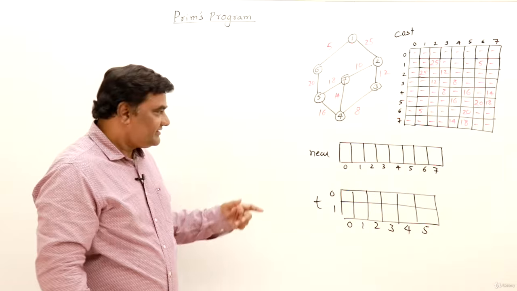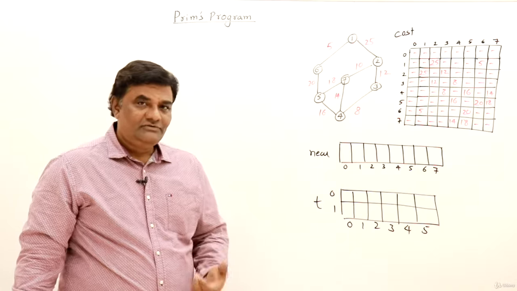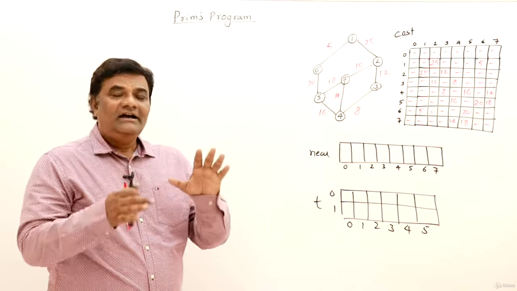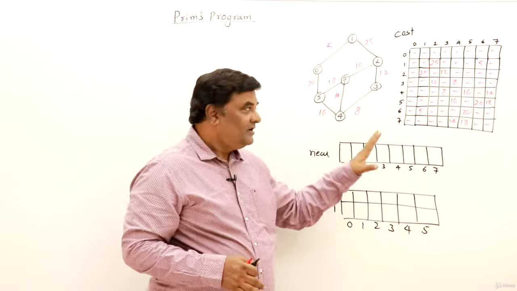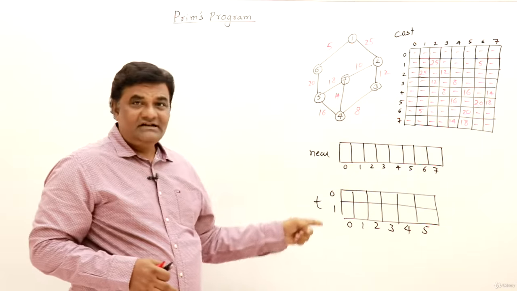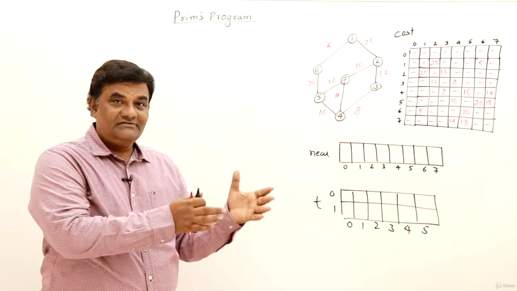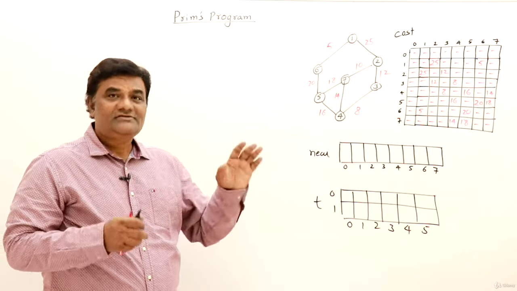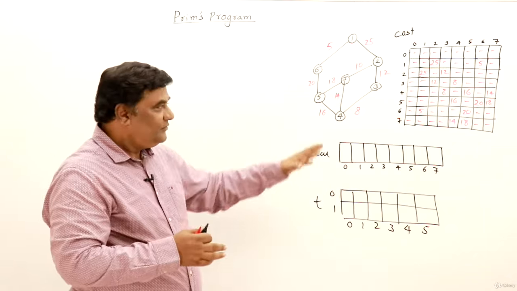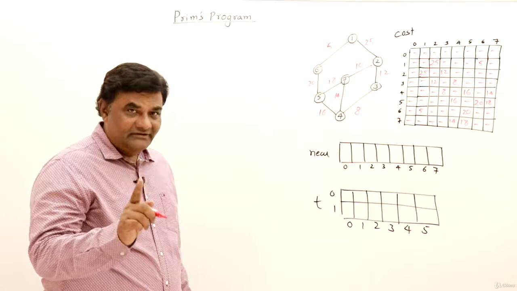Next, we have one more data structure, an array called near. What is the use? I will show you. First, I will demonstrate the working of Prim's algorithm within these data structures. I will fill them by following the procedures we learned in the previous video. Then I will write it as a C program. So first let us see how we can use these data structures. Let us run Prim's algorithm.